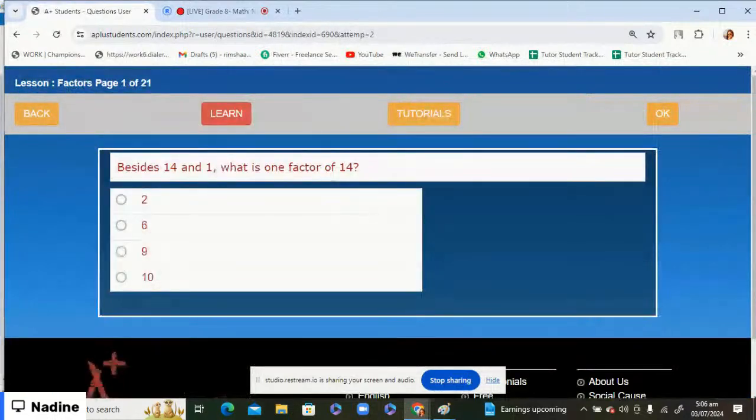Besides 14 and 1, which one is a factor of 14? Not including 14, not including 1. So which one is a factor of 14? As we know that 2 times 7 is 14. So 2.